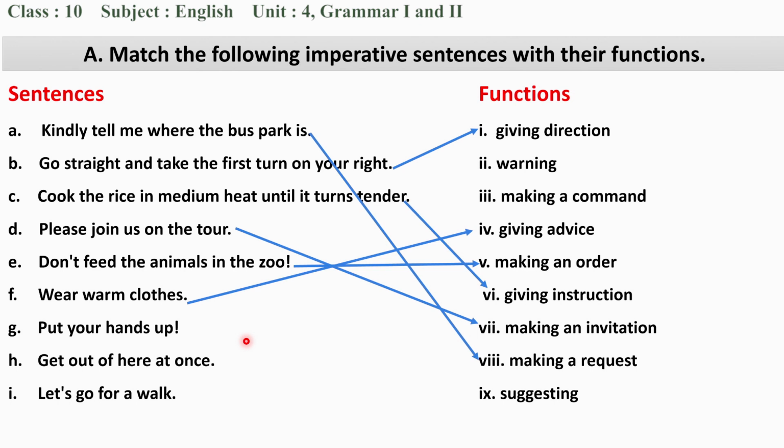So what type of function does it serve here? What did you say? Okay, let me show you. Warning, okay? If you don't do like that, then something will happen. Next, get out of here at once. So what function again? Get out from here. Get out of the room. People say like that. So what function? Making a command.